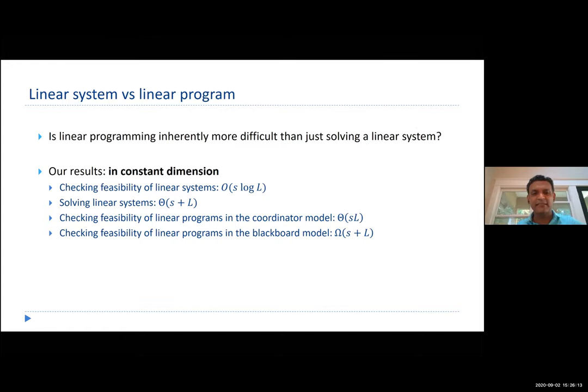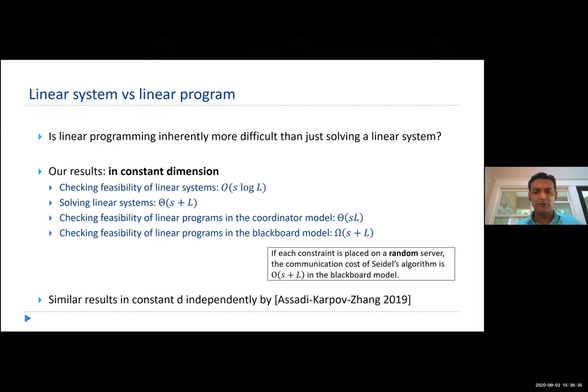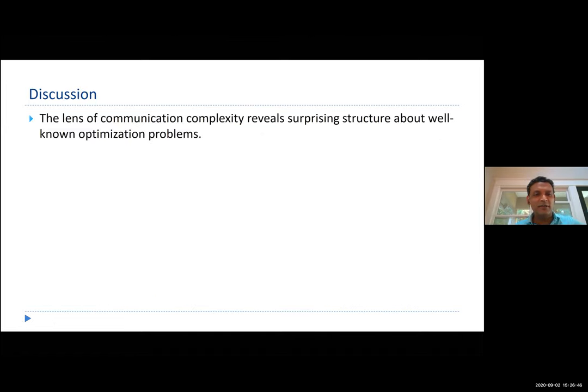In communication complexity, there is a gap, even in constant dimension. So checking feasibility of linear systems, you can do in S log L. And solving linear systems, you can do in S plus L. This is constant dimension, right? D is constant. But checking feasibility of linear programs is already S times L, in the coordinator model. I won't mention the blackboard result since we're running close to time. I also would like to mention that similar results for constant dimension were obtained independently by Asadi, Karpov, and Zhang. So to conclude, communication complexity, as in the past, reveals surprising structure, even about well-known optimization problems.